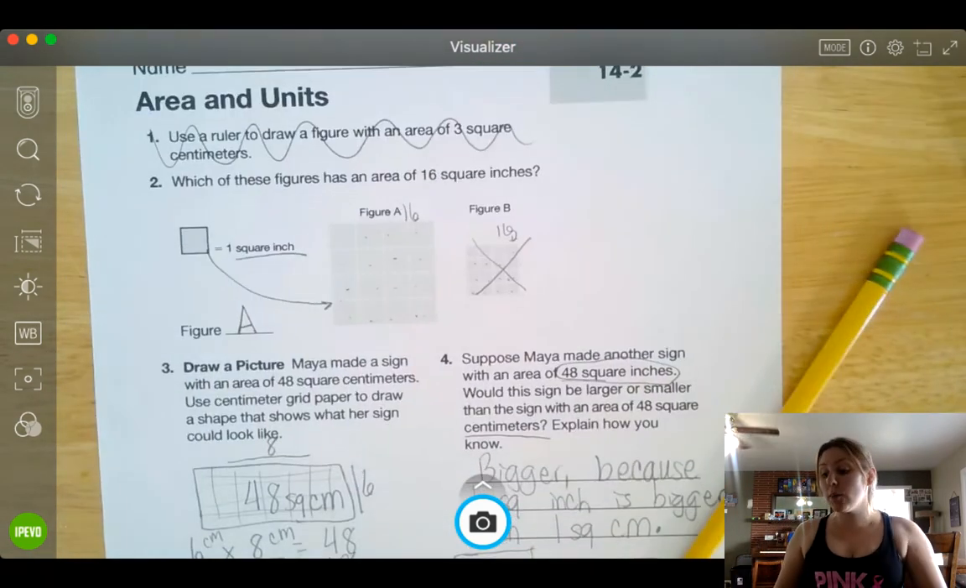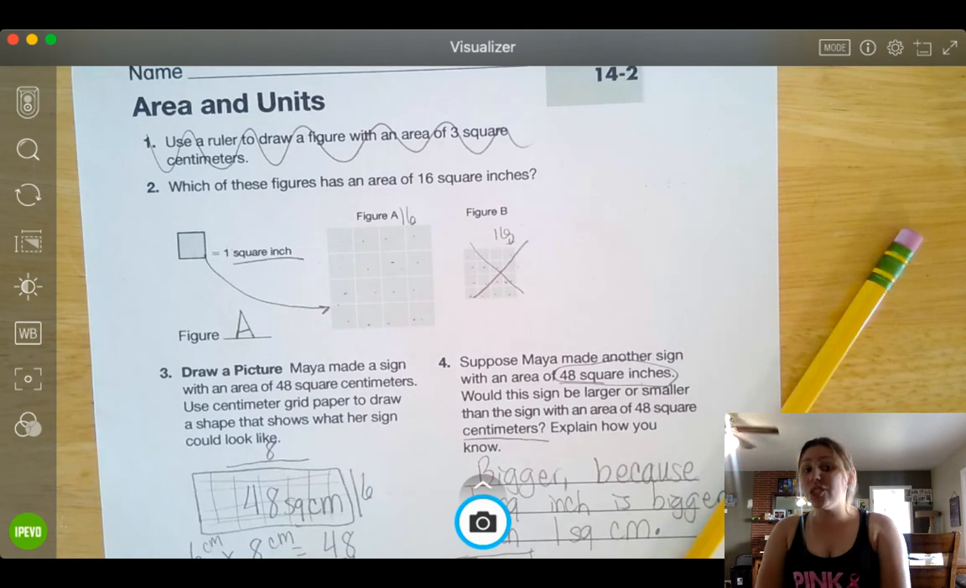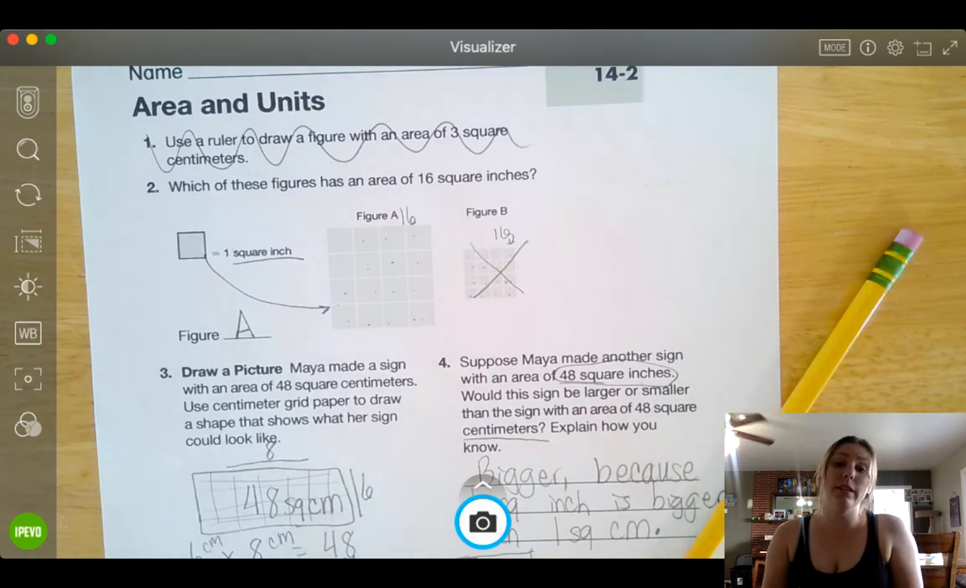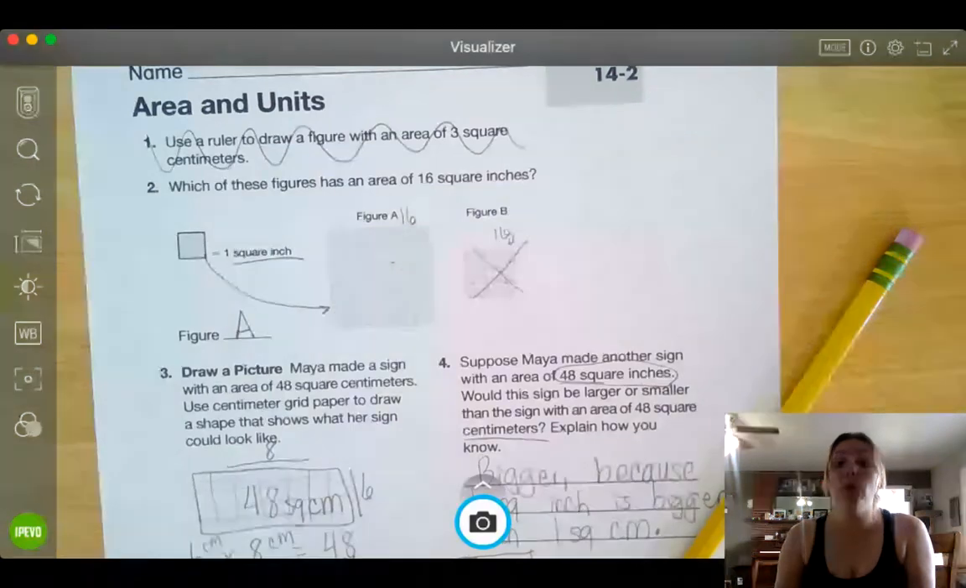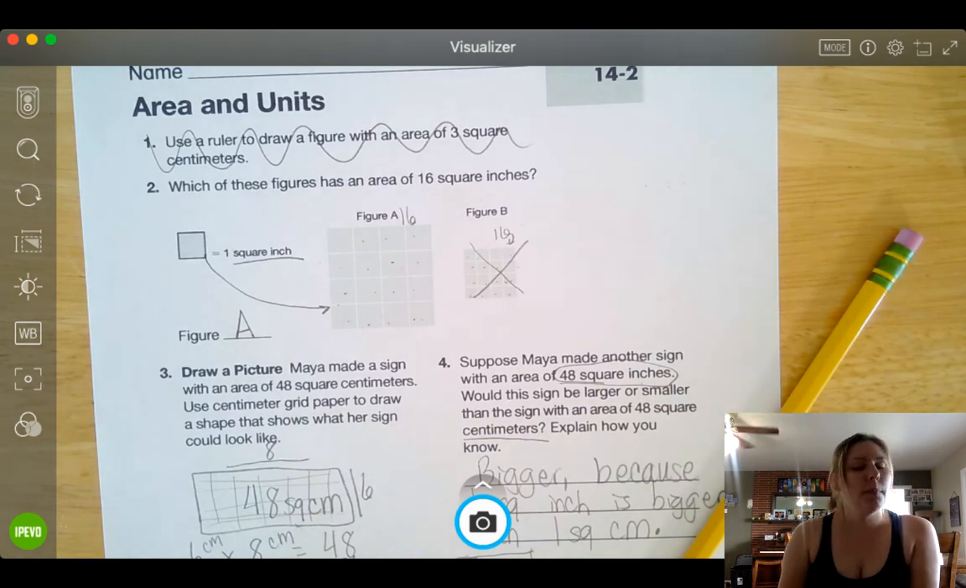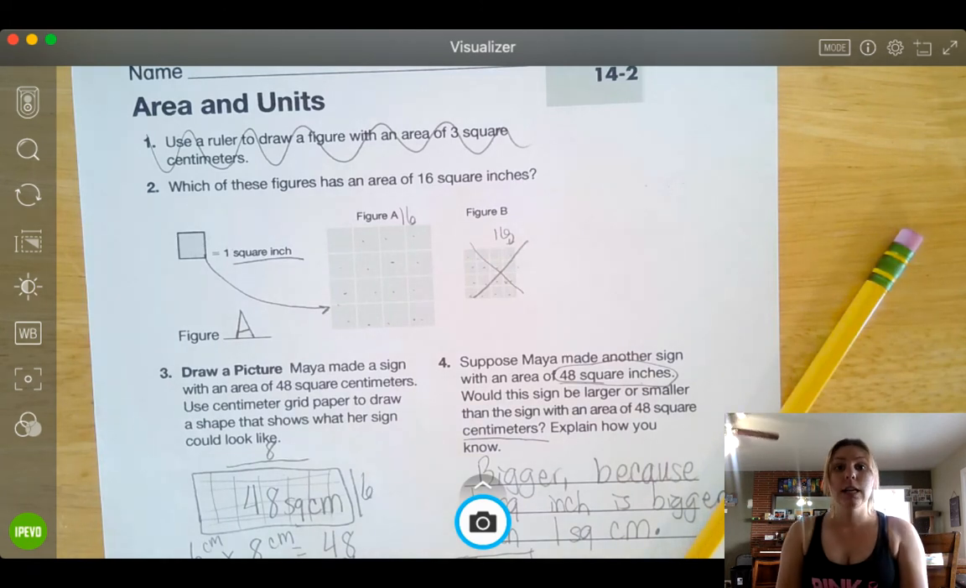If you got more than 2 of these wrong, I need you to go watch some videos on YouTube, talk to mom or dad, big brother or sister, and try to better understand this before you take your digital quick check. Because if you don't pass the digital quick check, it will automatically assign you more work to help you better understand this before we move on.